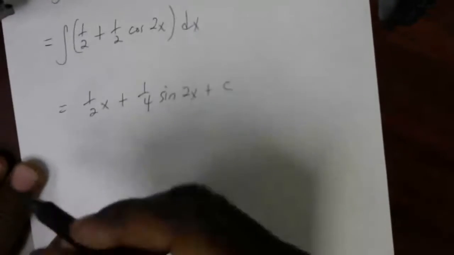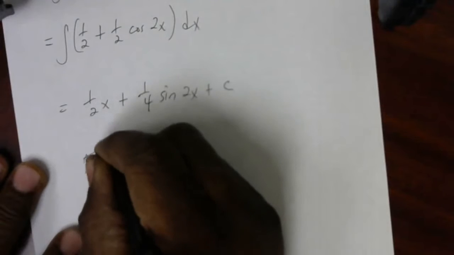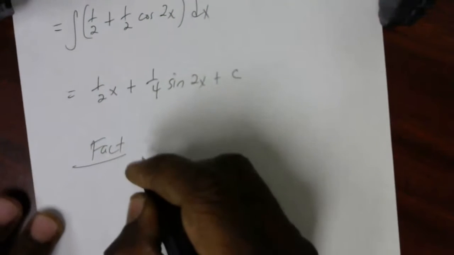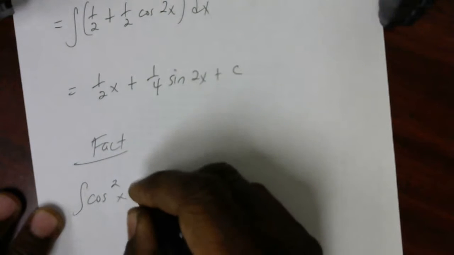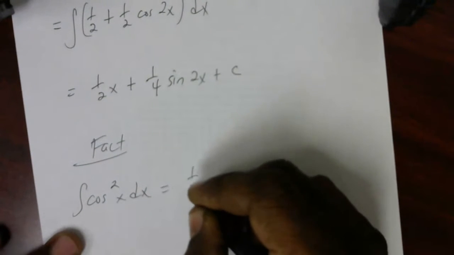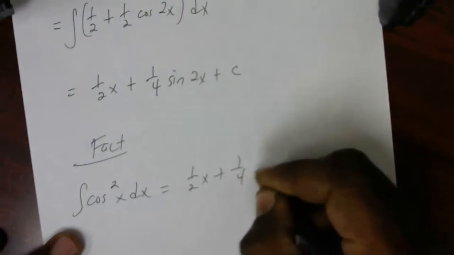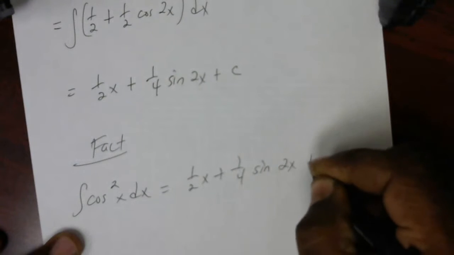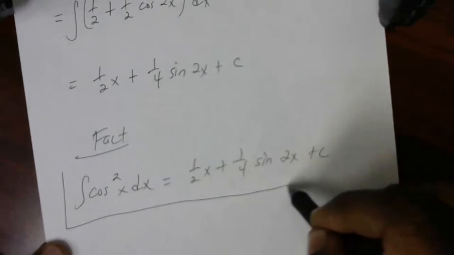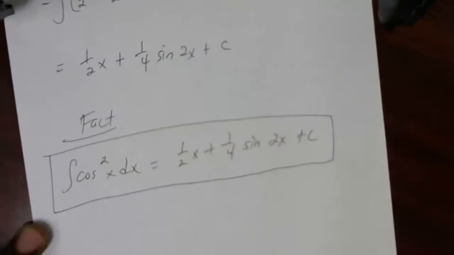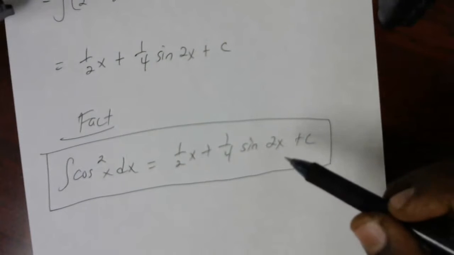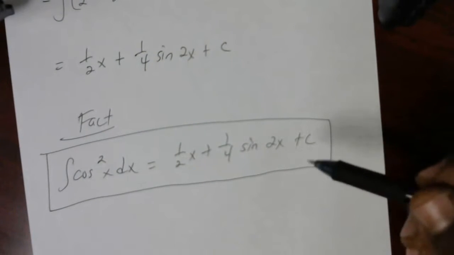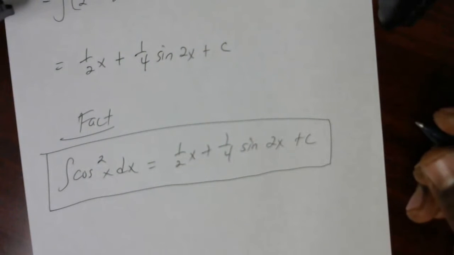So we can establish this as a fact. The integral for cosine squared x dx is equal to 1/2 x plus 1/4 times the sine of 2x plus c. All right, so you may want to write this on your integration formula sheet somewhere.